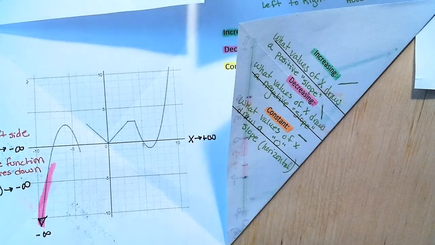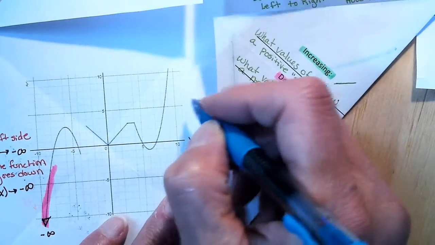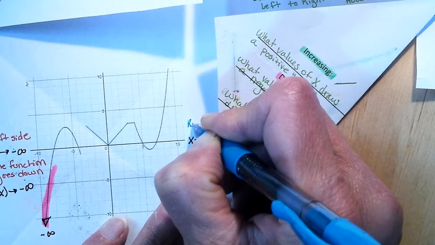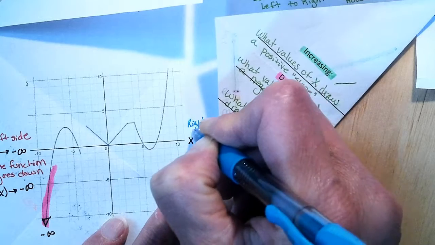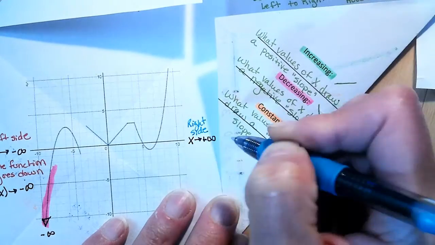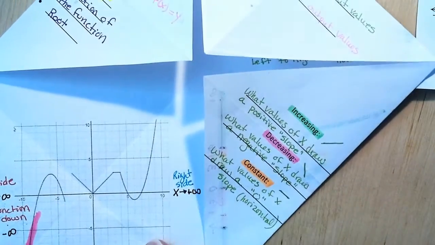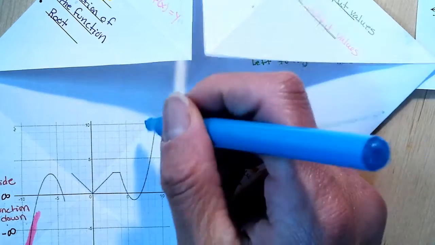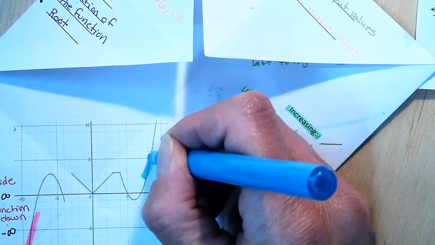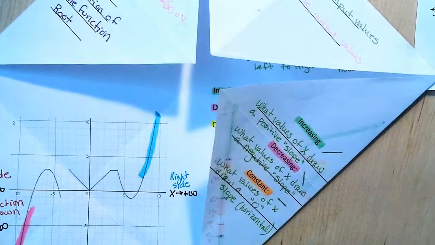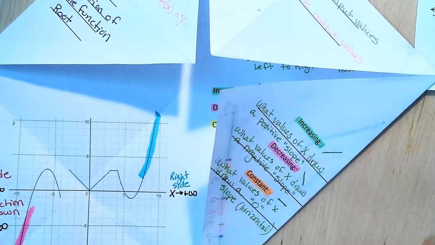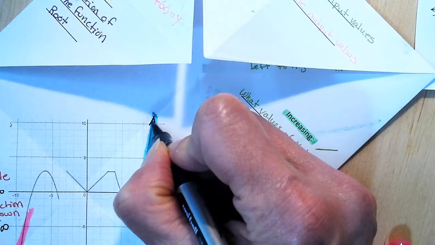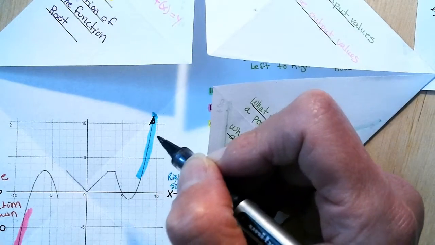So when we look on the other side, the other way of saying this, here, this is saying the same thing as right side. So what's the function doing on the right side? We're looking at this part of the function. This is the right side of the function. What's happening to the function? Remember I said there's an arrow at the end. So the function is going up.